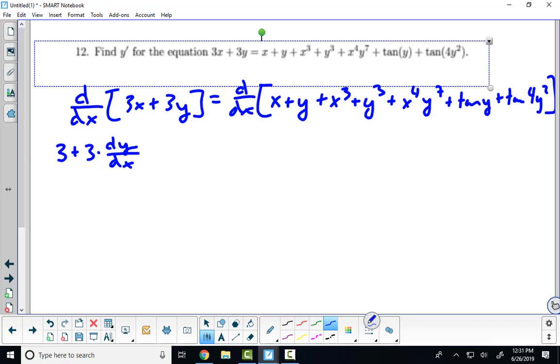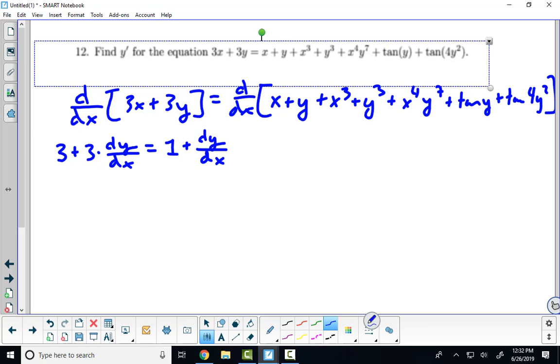Why didn't I have a dx dx here? Well, what is dx dx? 1, so I won't write that. Equals, over here, what's the derivative of x? It's 1. What is the derivative of y? We don't know because we don't know what y is, but let's give it a name. Let's call it dy dx. How we doing, folks? If you can do this problem, you're set.